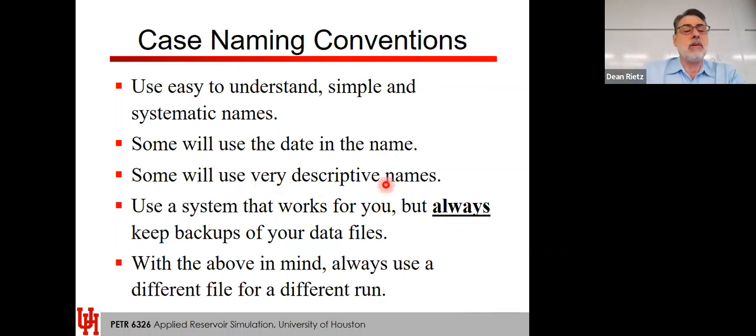Some use the date of the run. Some use very descriptive names. Some of them are way too long. Use a system that works best for you, but always keep backups for your data files.